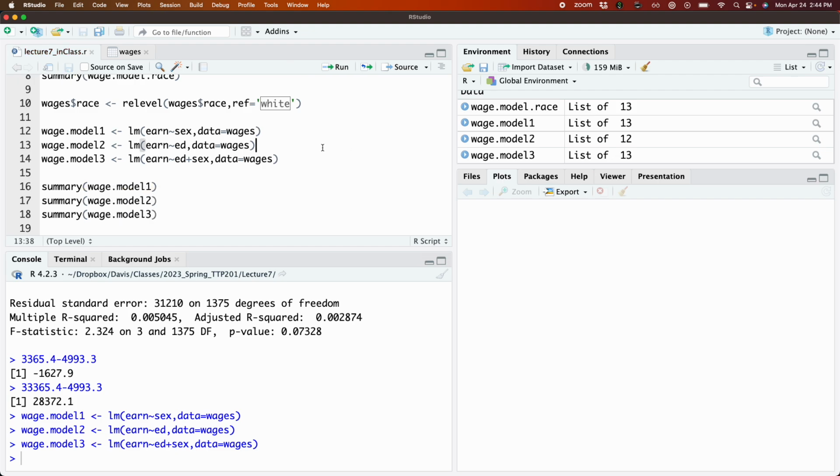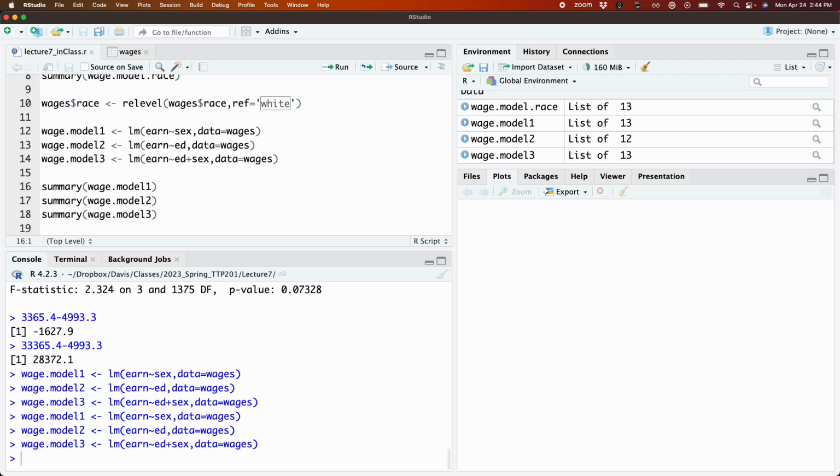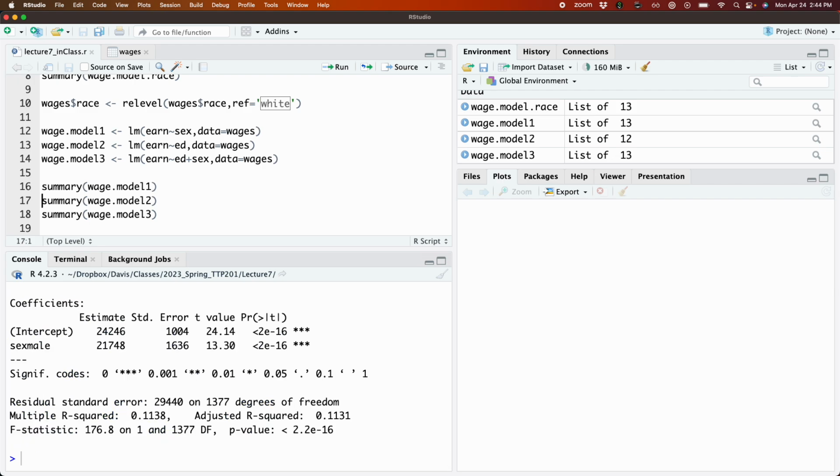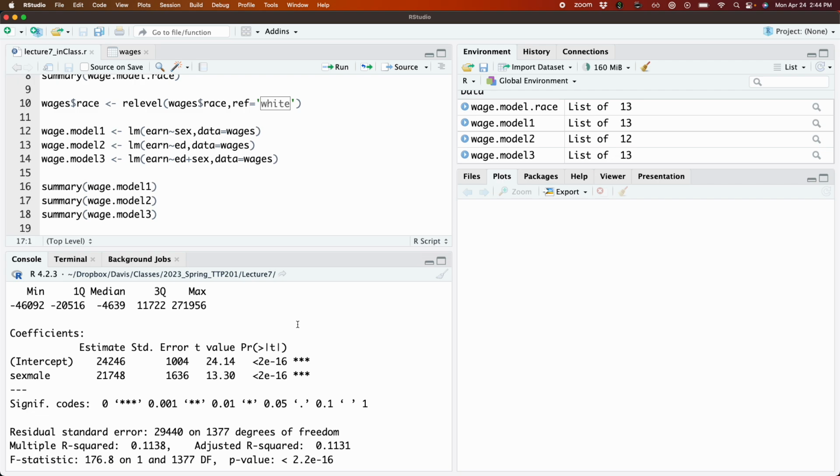Okay, so regressing earnings on sex, regressing earnings on education. Oh, I already ran those. Okay, running earnings on education and sex. So who wants to help me out here? What is this telling us? Yeah, just help me interpret these coefficients.